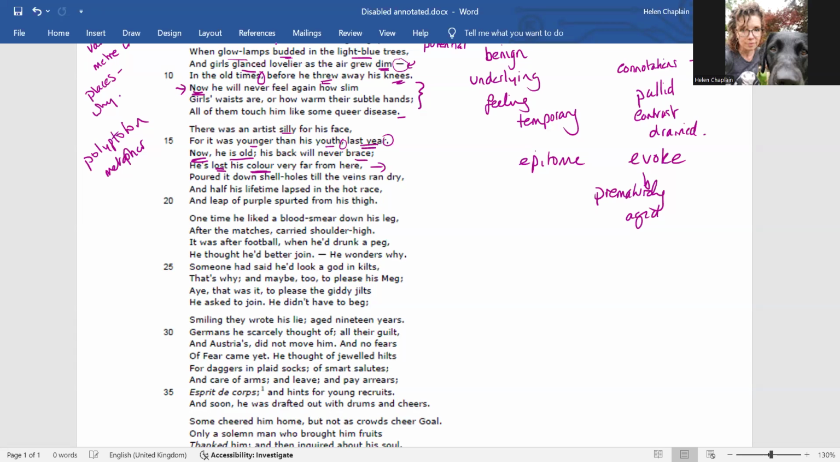Far from here is a reference to the battlefields of Europe. And his colour was poured down shell holes till the veins ran dry. And the idea of losing something is unintentional. But then again, it links in with he's thrown away his knees. He poured his colour away.